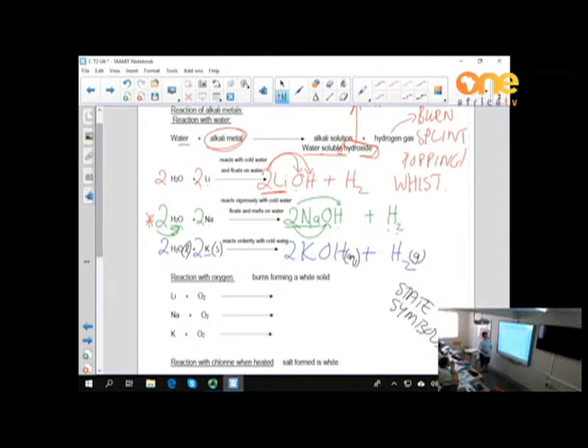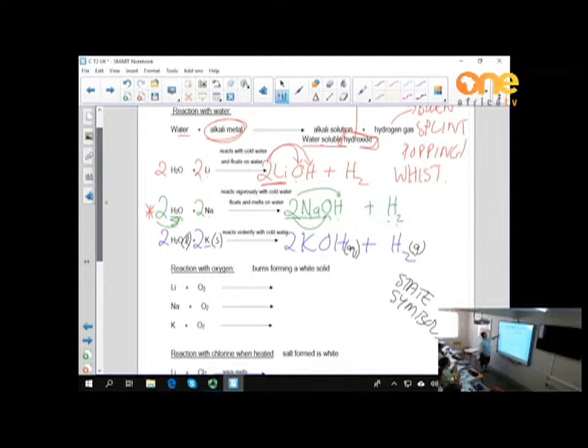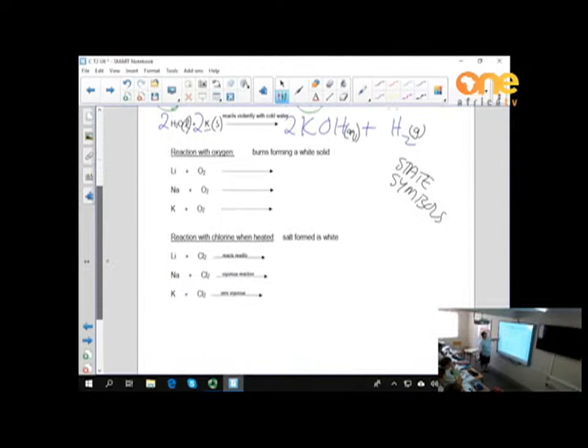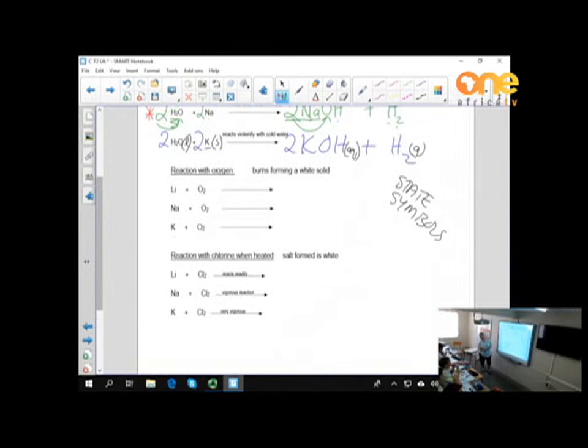Right. Now that was the reaction of the alkali metals with water. Now they are going to react with oxygen. Reactions with oxygen. When anything reacts with oxygen, what is the product? An oxide. All right. So if we have lithium and it reacts with oxygen, the product is going to be lithium oxide.